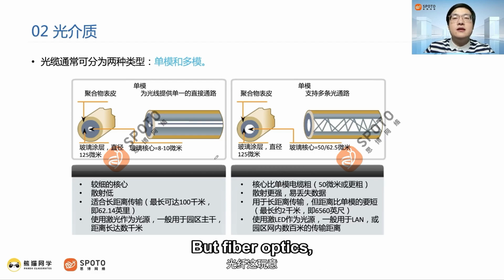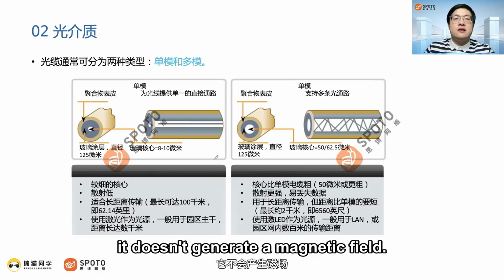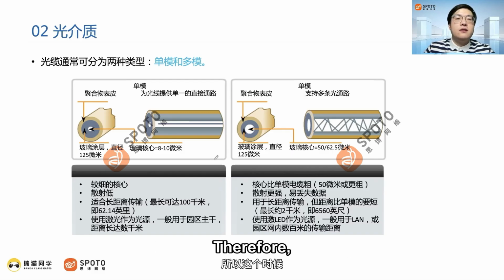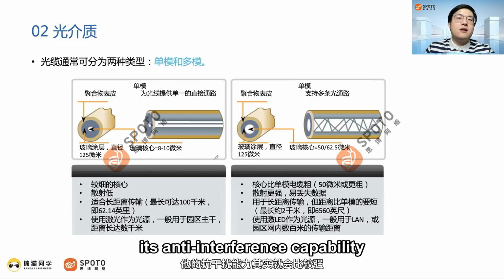But fiber optics doesn't generate a magnetic field, because it transmits a light signal. Therefore, its anti-interference is actually quite strong.